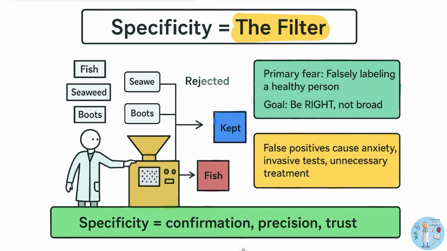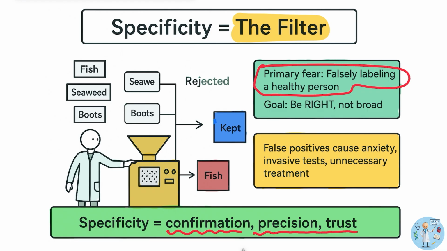So with specificity, the primary fear changes completely. Right. You're no longer scared of missing a case. You're scared of falsely accusing a healthy person. The false positive. That's your new enemy. The filter's whole job is to weed out those false positives, to eliminate the trash that the net caught. So just to recap that intuition, sensitivity is the screening tool to minimize false negatives, and specificity is the confirmation tool to minimize false positives.